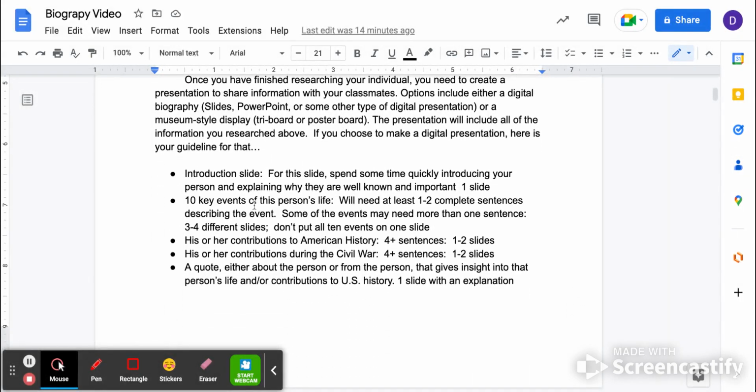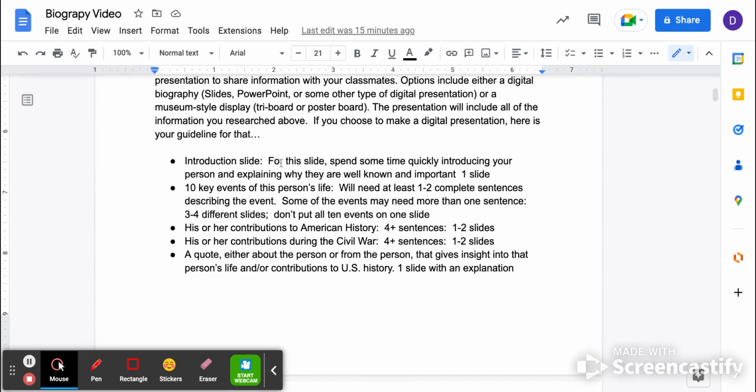What this is showing you right here is if you're using Google Slides or something like PowerPoint, what each slide should look like. You absolutely should have this open as you're creating your presentation. I also think it should go in the order that I have it on here. So the first slide that you'll have is somewhat of an introduction slide. It's kind of like if we're writing an essay, you write an introduction paragraph. 2 or 3 sentences, spending some time introducing your person and explaining why they're well known or important. And I've put off to the side one slide. That's my suggestion for the introduction slide.